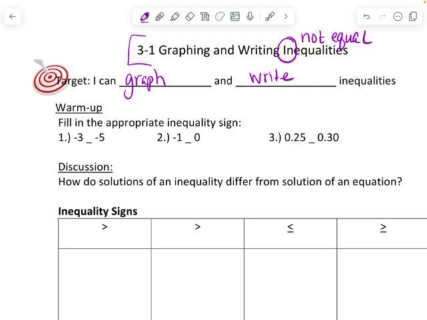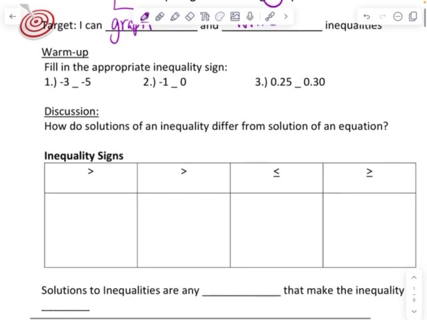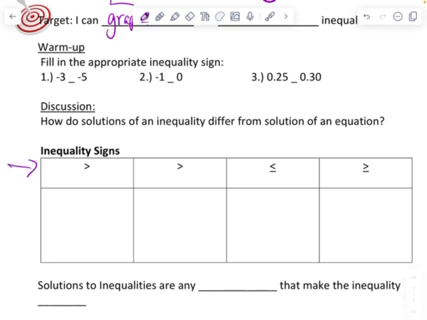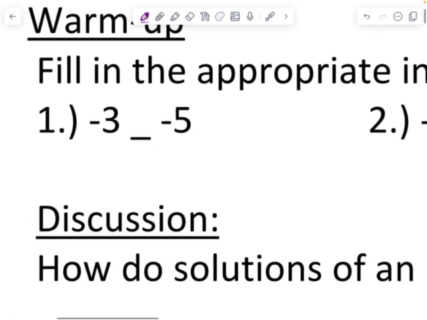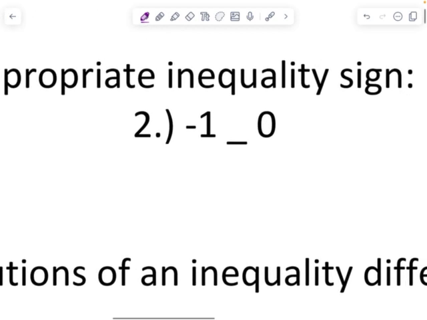Okay, so we'll have to think about that when we talk about the symbols we'll learn here in a few minutes or review. The warm-up, let's fill in the appropriate inequality sign. All right, and if I take a look, they are listed there. Maybe you can remember what they mean. But if I look at number 1, I have -3 and -5. If you guys recall, we always have the alligator eating the bigger number. So I'll say -3 is greater than -5.